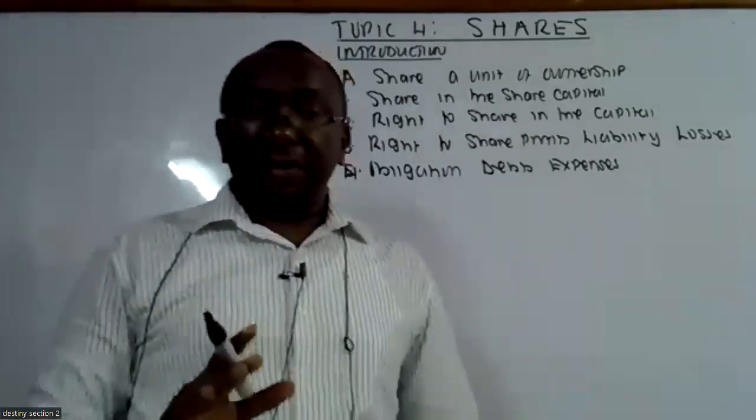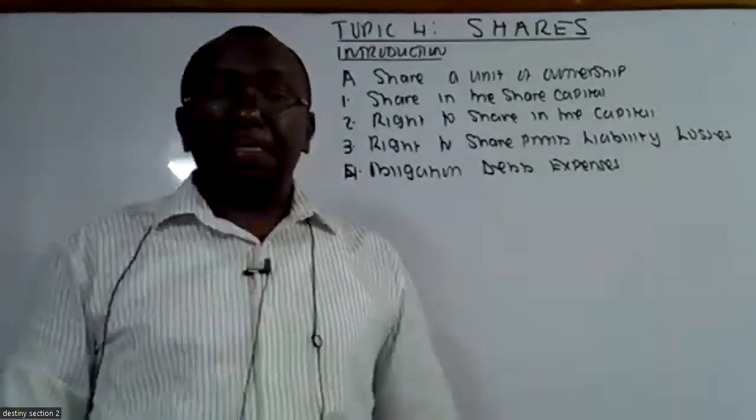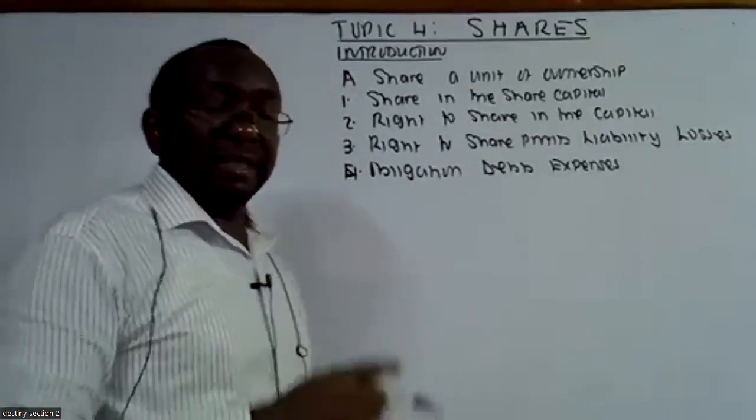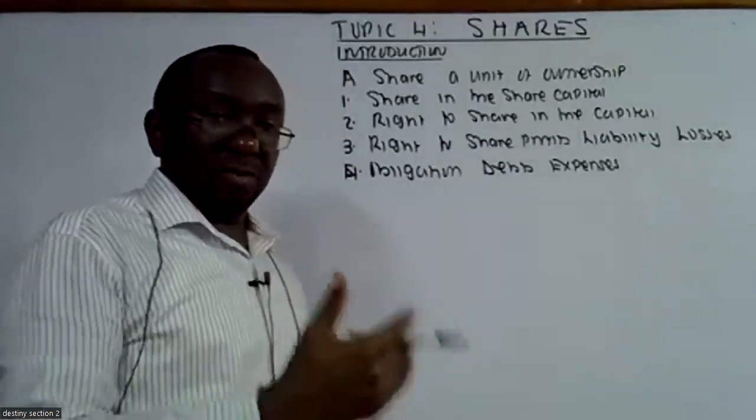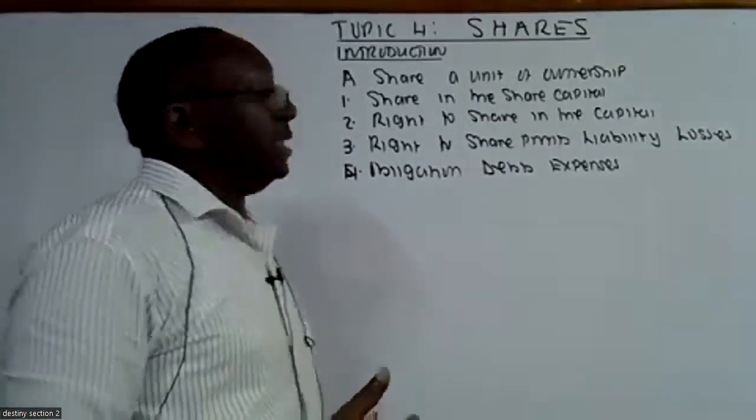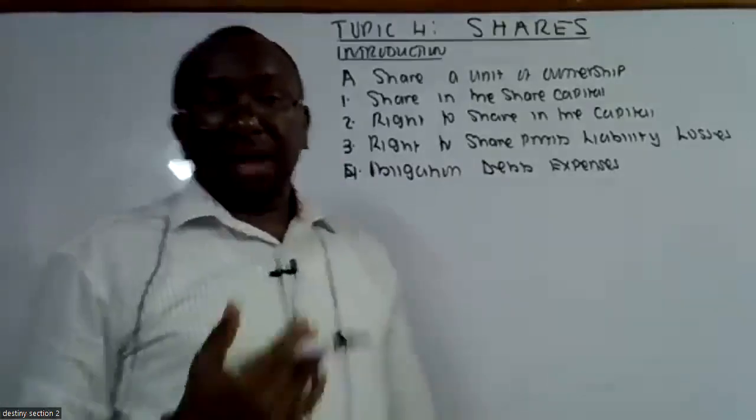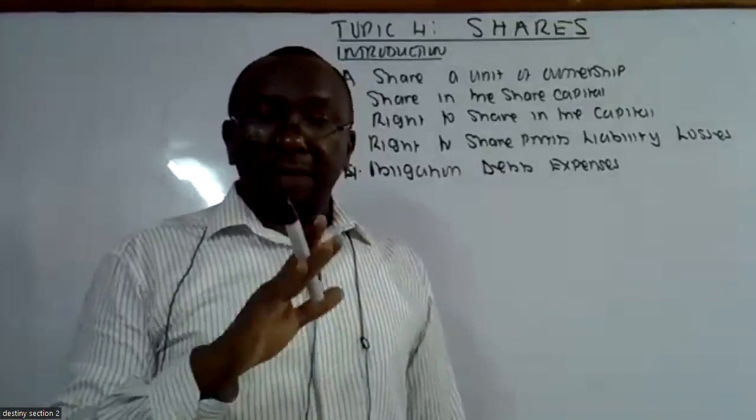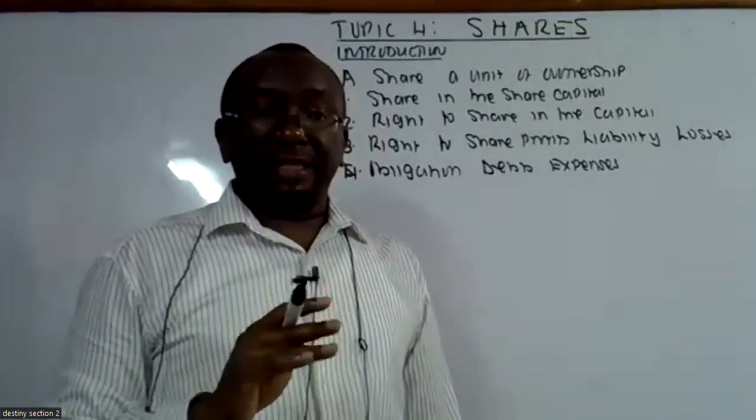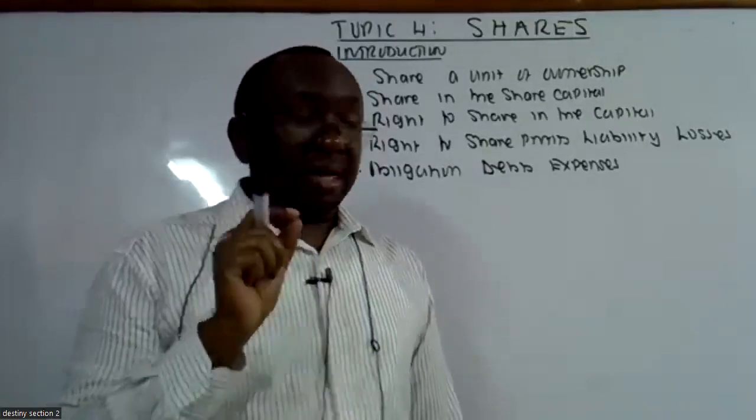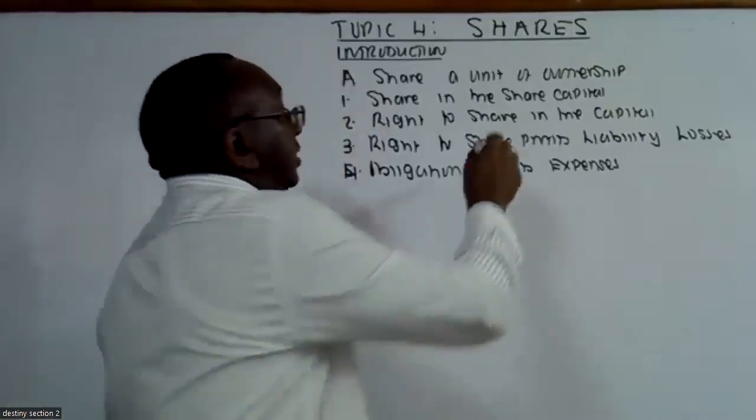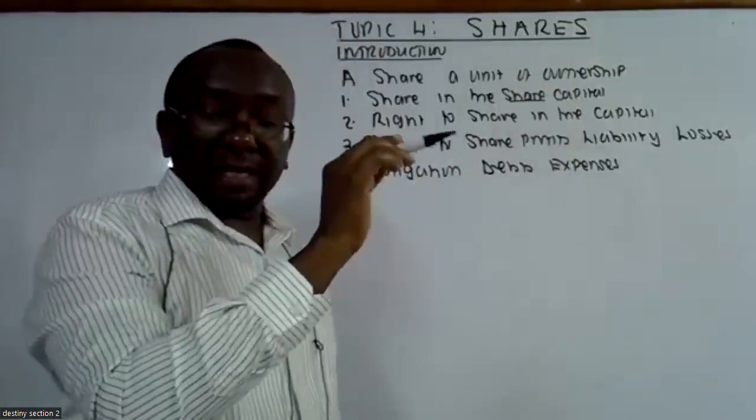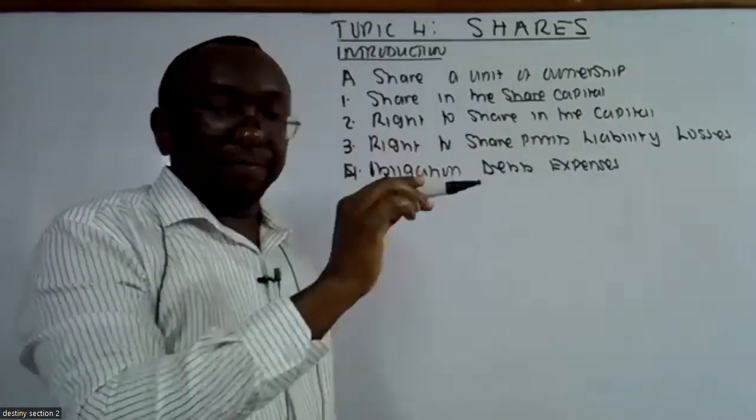So those are the four definitions of a share when it comes to the Companies Act. And we are saying in the general language, the common man's language, a share is simply a unit of ownership. I am an owner in a particular place. But when it comes to the Companies Act, it looks at a share in four ways. One, that it is a share of the share capital. The share capital of that company, you have a part there.